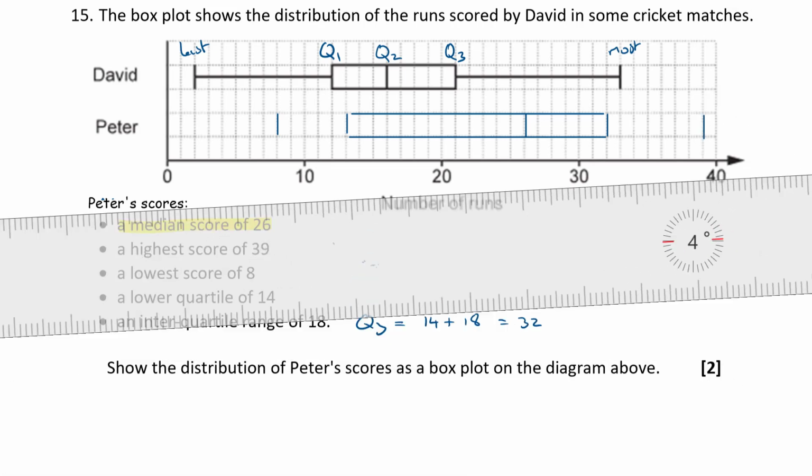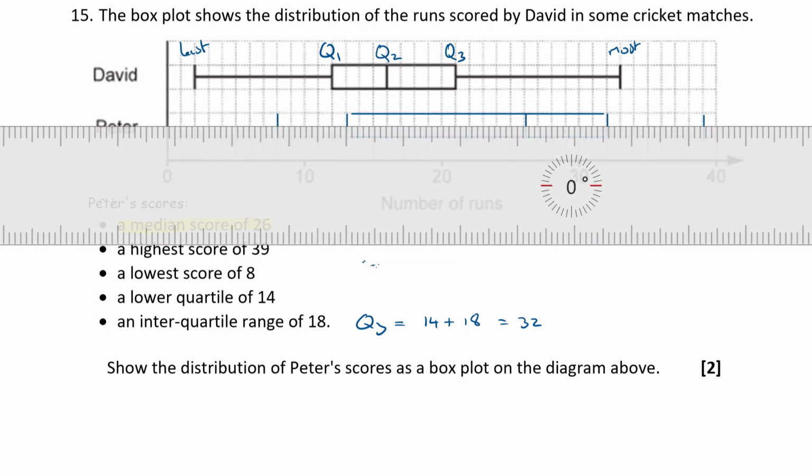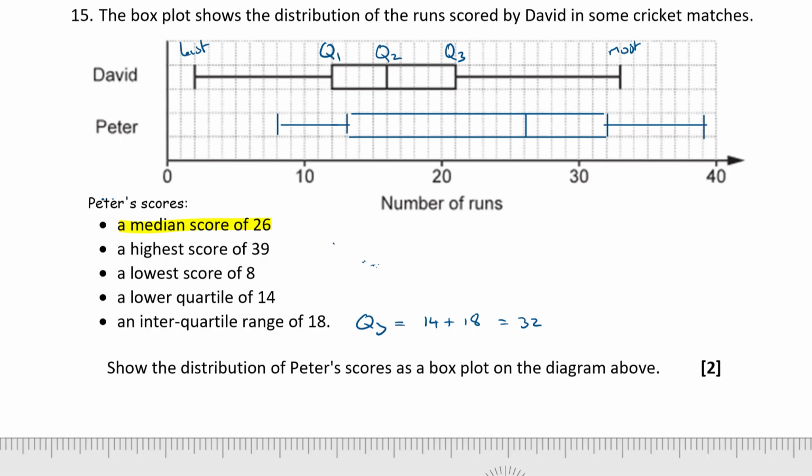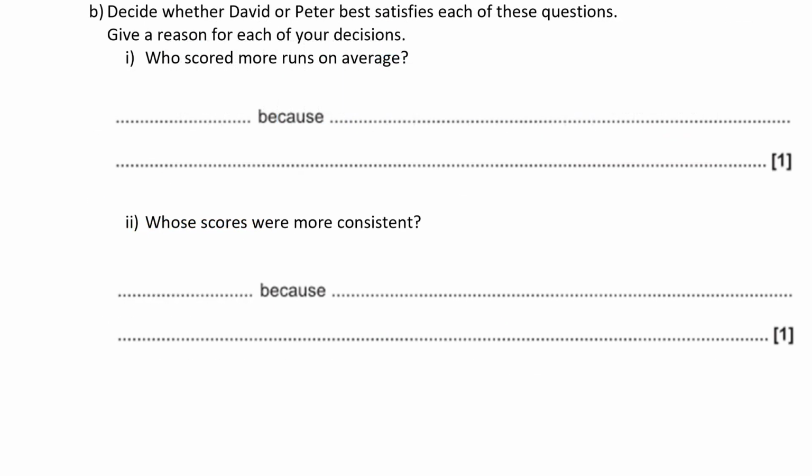Okay, and I just draw my whiskers in now, that go from the least to the highest value. Whisker. Whisker. Okay, so that's my box plot. Don't have to do anything with it. That's it, can move on. Part B is where we have to start thinking about what these values mean.